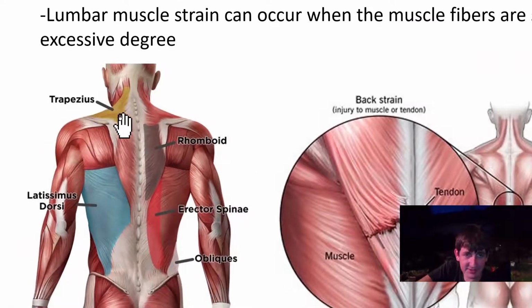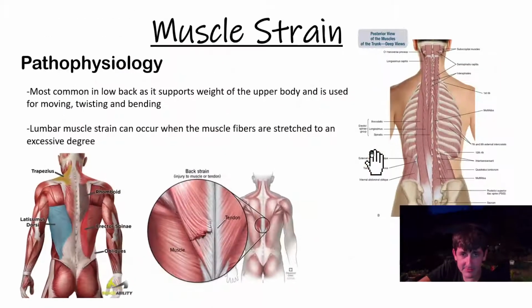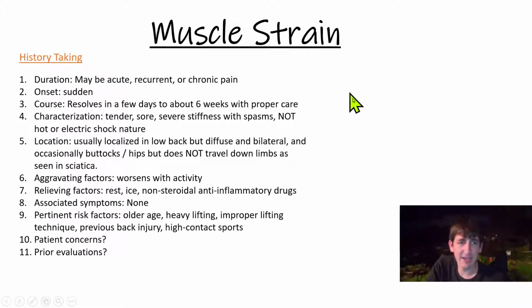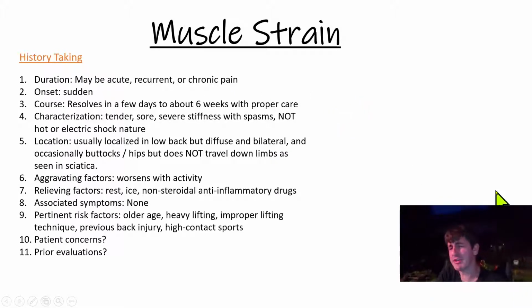Latissimus dorsi, trapezius, rhomboids, obliques. So all these things can get strained and injured. So history taking, you got your patient. You want to find out how long this has been going on. They might have an acute issue where they just happened to get injured, or recurrent issues in the past, or they could be in chronic pain that's been going on for a while.